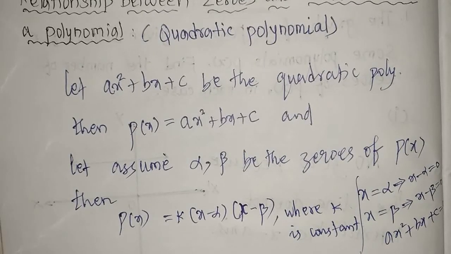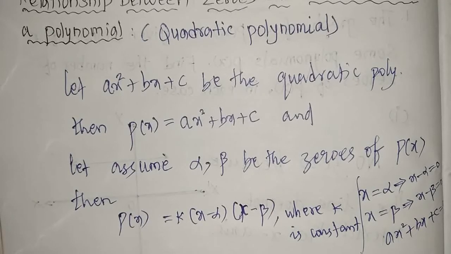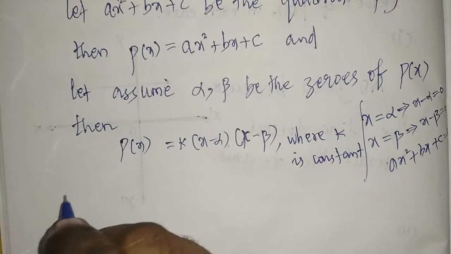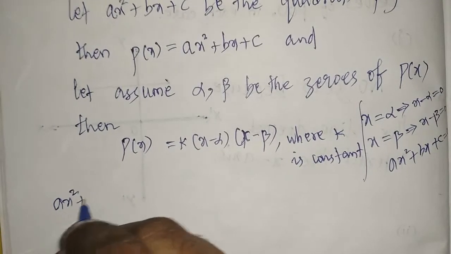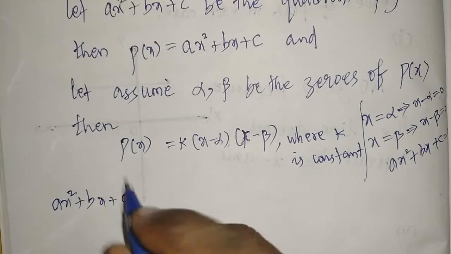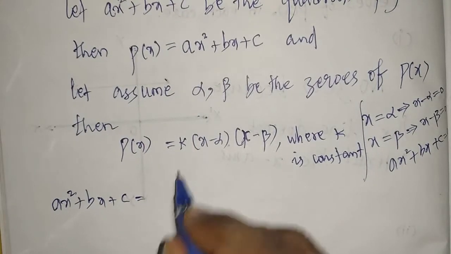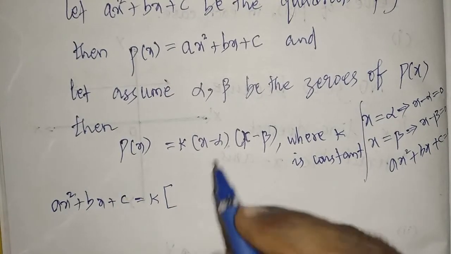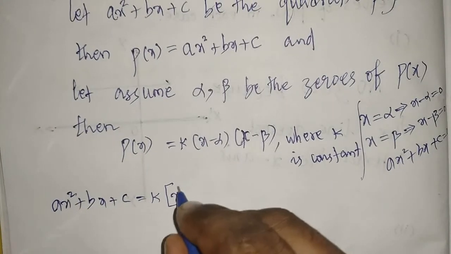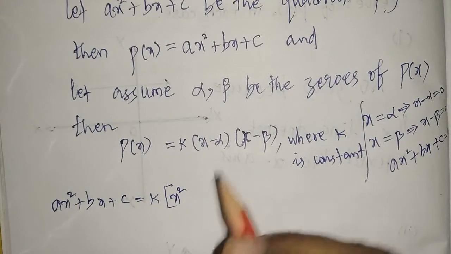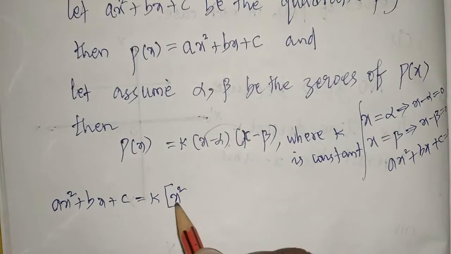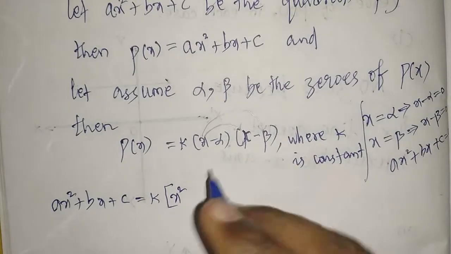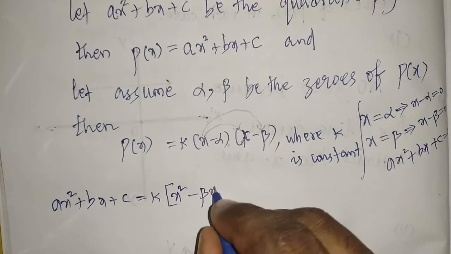Now if you multiply, we will see what we are getting one by one. P of x, we know, is ax square plus bx plus c, which I mentioned here. K we have here. Now you can multiply this one by one. Then what am I getting? x into x, I will get x square. One term you have to take and multiply with x. So x square, then x with minus beta, x into minus beta gives minus beta x.